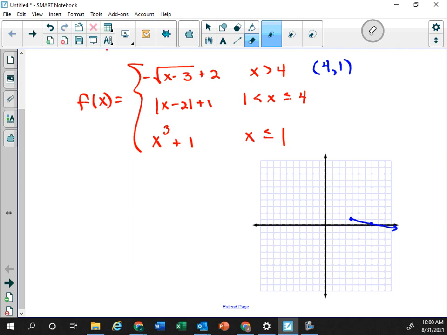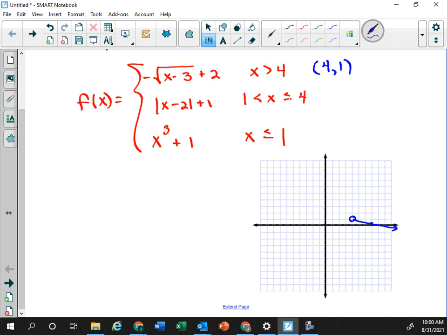Now, should that be an open or a closed dot? Open, good, okay. So that, it's hard to tell that it's still a square root curve because my graph's pretty small. But that's your first piece of the piecewise. You guys have questions on that one? Okay, there.